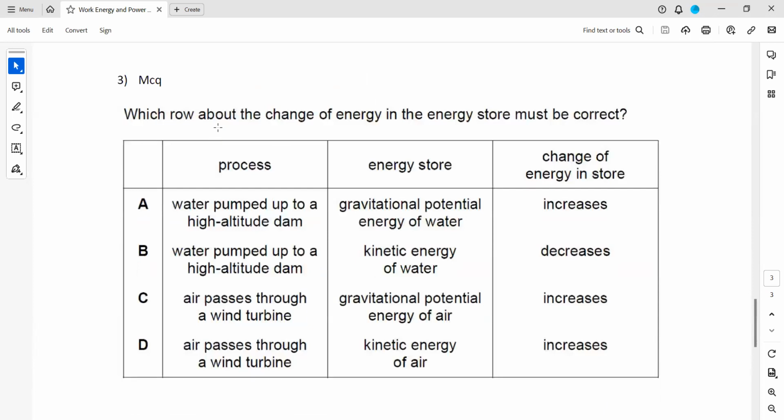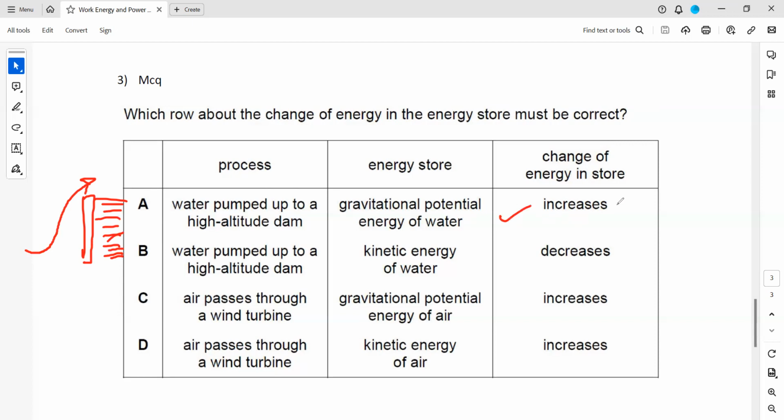In question 3, which row about the change of the energy in the energy stored must be correct? So we have to check which option is correct. The first one, water pumped up to a high altitude dam. For example, we have a dam and we pump the water to a high altitude. Energy stored, the gravitational potential energy. The energy is stored, because if it is pumped to a higher altitude, it will have gravitational potential energy.